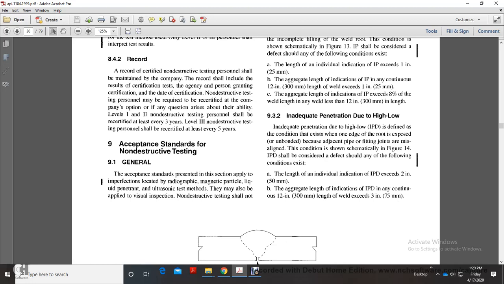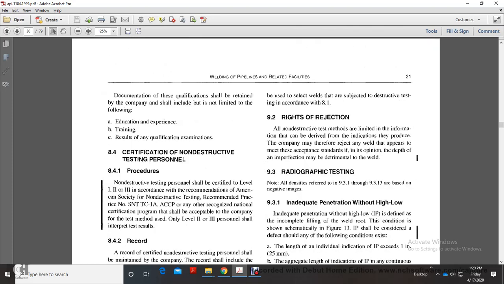Alright, the acceptance standards in this section apply to imperfections located by radiographic, magnetic particle, liquid penetrant, and ultrasonic testing methods, and may also be applied with a visual inspection. Non-destructive testing shall not be used to select welds that are subject to destructive testing in accordance with 8.1. 9.2 Rights of rejection. All non-destructive test methods are limited to the information that can be derived from the indications they produce. The company may therefore reject any weld that appears to meet the acceptance standards if, in the opinion of the company, the depth of the imperfection may be detrimental to the weld.